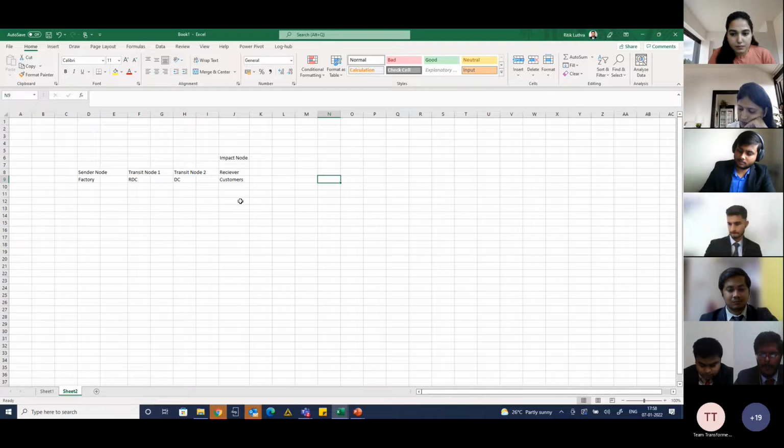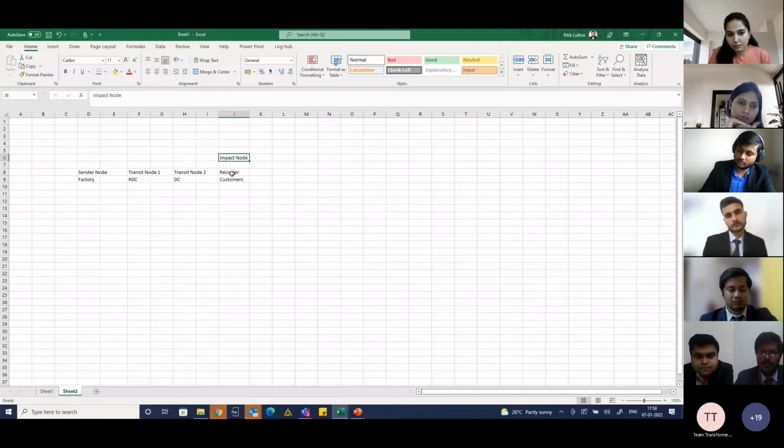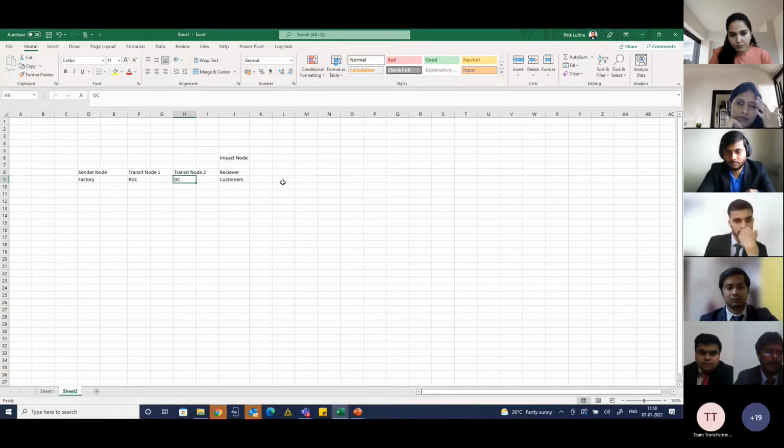In this case, or in probably all cases, unless you're doing an upstream supply chain, in the downstream supply chain your customers are your impact nodes. Your customers are controlling the demand. So this becomes your impact node, and the transit node which is catering to this customer should be started from. So you would always start from transit node number 2, that is your distribution center. Once you optimize the location or align the distribution center to your customers, you would start with your regional distribution center, and then optimize or realign the regional distribution center as well. So it is important to identify where you would start in your study.